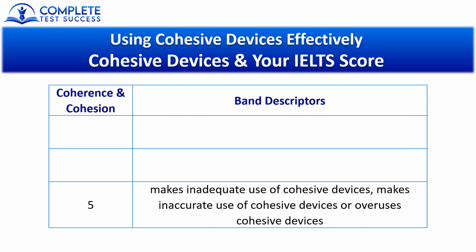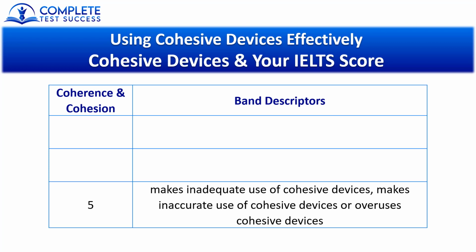And there's one more reason why misuse of cohesive devices can result in a band 5. The third reason is that you overuse cohesive devices. And this would be that you're overusing specific cohesive devices. So perhaps you continue to say also, also, also, also throughout your entire essay.